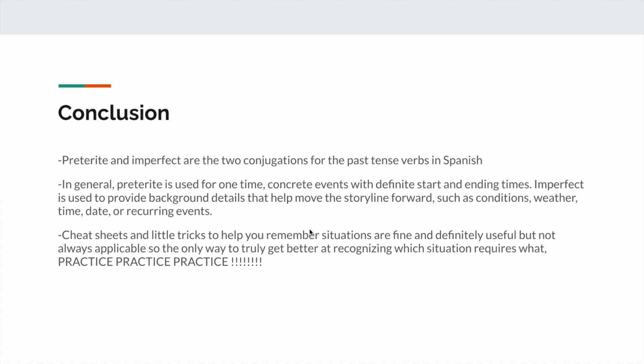And so just in summary, to wrap things up, like I said, preterite and imperfect are the two conjugations for past tense verbs in Spanish. In general, preterite is used for one-time concrete events with definite start and ending times, whereas imperfect is used to provide background details that help build a basis for the story but aren't necessarily important details in it. And cheat sheets like the Simba cheated one that I showed you are helpful, but the only way to get better and learn these things is to practice as much as you can.